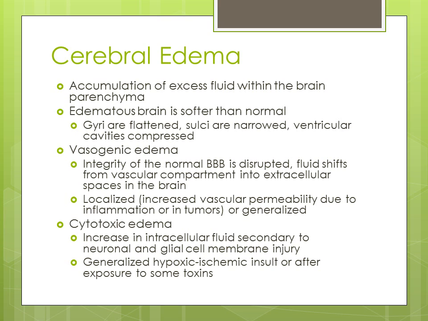And then you'll be able to see that on imaging, the ventricular cavities, the ventricles are what kind of create and help circulate the CSF. Those cavities are going to be compressed. And it's basically the brain tissue is going to be expanding into those areas. You can have vasogenic edema or cytotoxic edema. And vasogenic edema is going to happen when the integrity of the normal blood-brain barrier is disrupted. And this is where there will be fluid shifting from the vascular compartment into the extracellular spaces of the brain. And this can either be localized to one area or generalized.